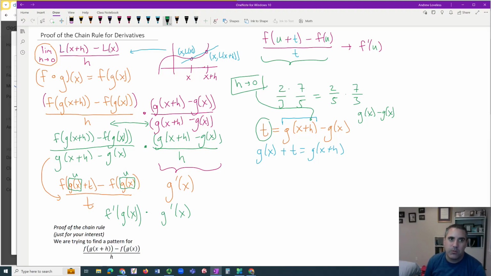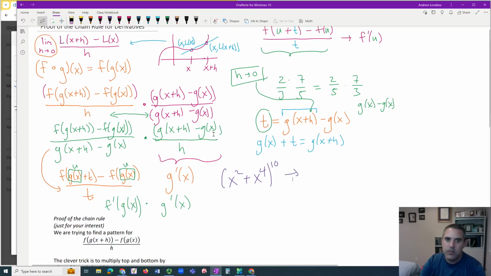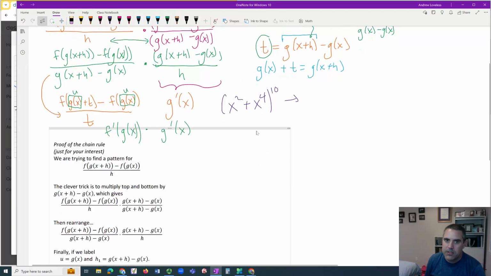But you just have to recognize when you have a function inside of another function, like x squared to the 10th. The derivative is fairly quick to do. You just do the derivative of the outside, which is 10, to the 9th. Then copy down whatever it was inside. Erase the outside, so to speak, and then do the derivative of the inside, 2x.